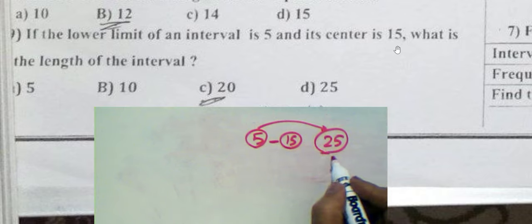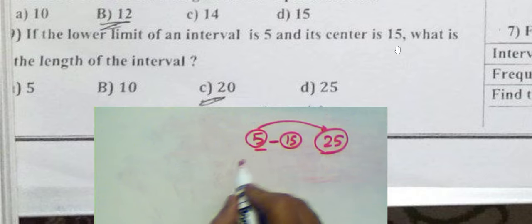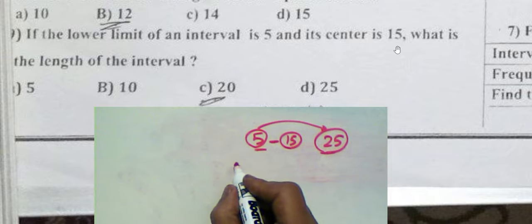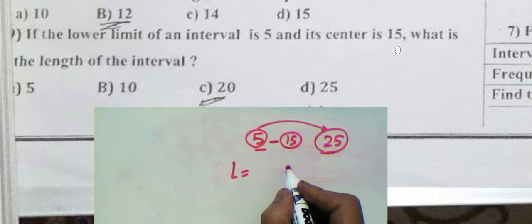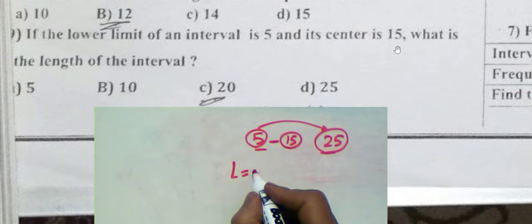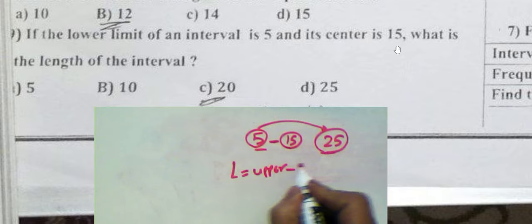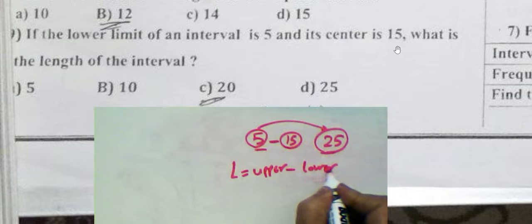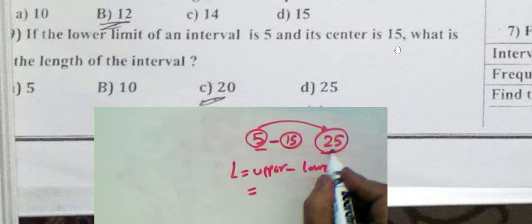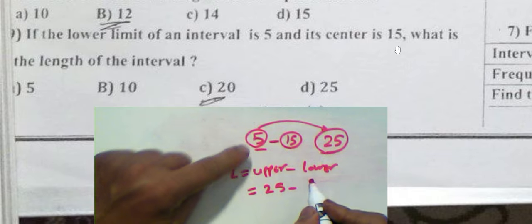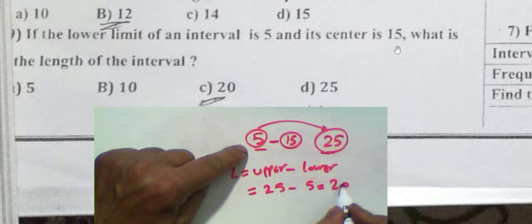So you have now found the upper limit, and the lower limit was 5. You want to find the length, so you subtract. You have the length equals the difference between the upper limit and the lower limit. The upper was 25 and the lower 5. 25 minus 5 is 20.